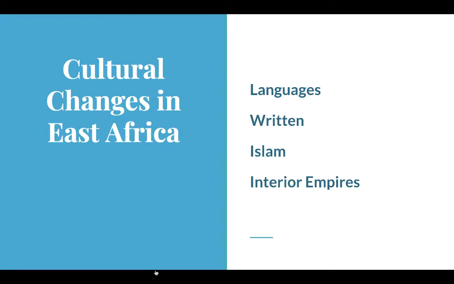Now, you do have some cultural changes in East Africa. Before, the languages were primarily Bantu-based, but they were never written. And then the Arabs come, so now written languages are actually based in Arabic, so it's a little bit different. Islam is widely adopted in East Africa, with the exception of Ethiopia. They will remain predominantly Christian with a small group of Jewish people as well. But Islam is still the major feature of East Africa today.